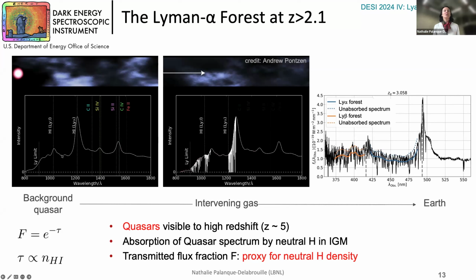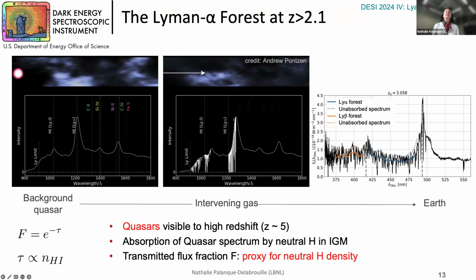And so the way we study this intergalactic medium is through the absorption of the quasar spectrum by the intervening hydrogen along the line of sight. You have here on the left-hand side the quasar spectrum, so the spectrum we would measure if the quasar was nearby and without having any of its light absorbed. But then in the middle panel, what you have is this absorption by neutral hydrogen at a very specific wavelength, 1216 angstrom, which is the wavelength of Lyman-alpha transition in neutral hydrogen.